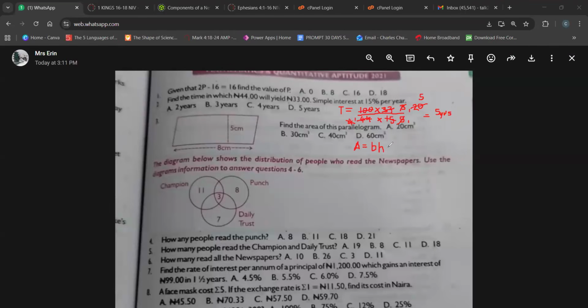So in this case, the base is 8, isn't it? The base is 8, yes, sir. So 8 times 5 is what? 40. Okay. All right. So please write it in your book. If you notice something, the area of a parallelogram is somehow similar to the area of a rectangle. The only difference now is that instead of us looking at the slant, it is the height that we're after, but it's just base times height. So you can use that to remember.